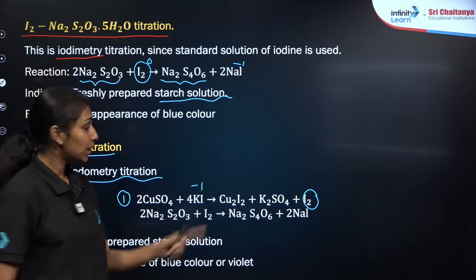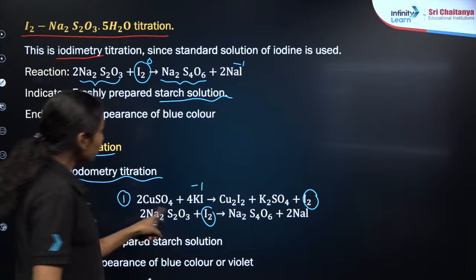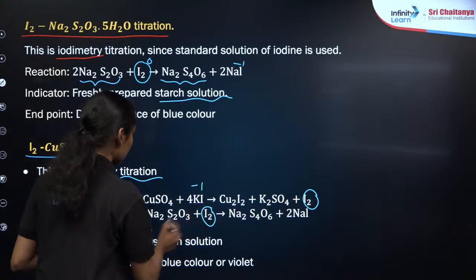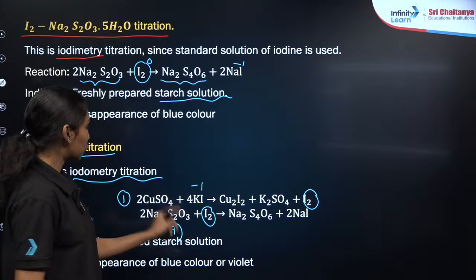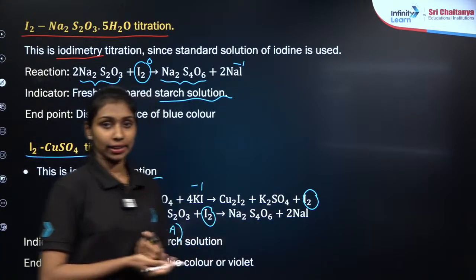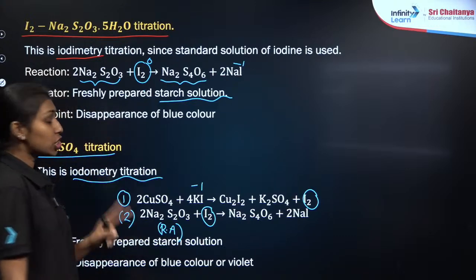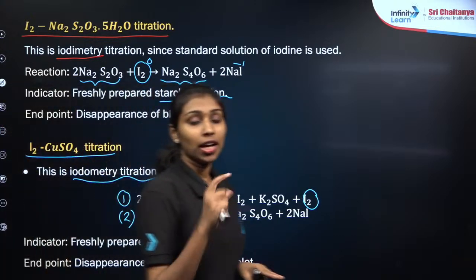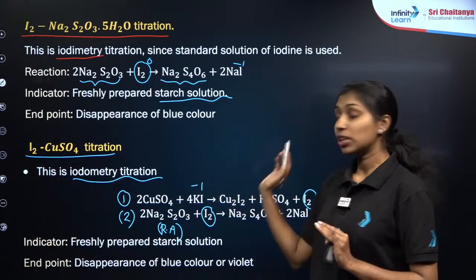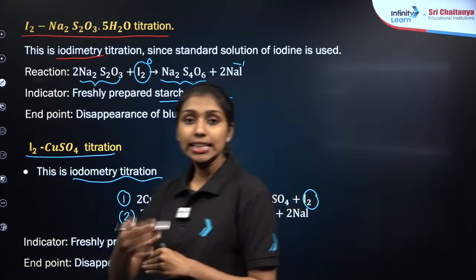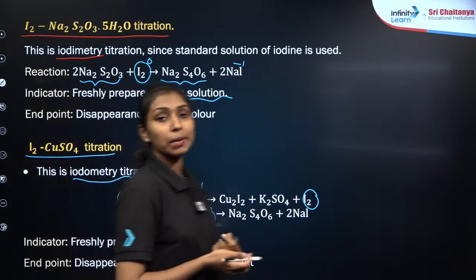Then in the second step, this liberated iodine reacts with sodium thiosulfate, which is the reducing agent, to form sodium tetrathionate along with sodium iodide. Clear? This means that in the case of iodometric titration, two steps happen. In the first step, any oxidizing agent reacts with potassium iodide to form the liberated iodine. Then in the second step, the liberated iodine reacts with the reducing agent to form I- ions.